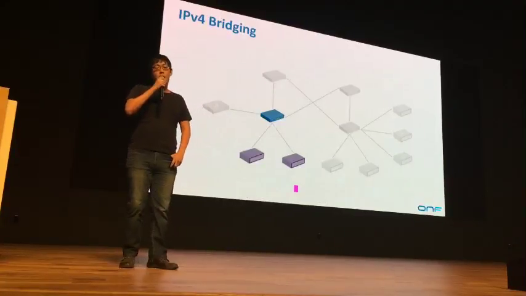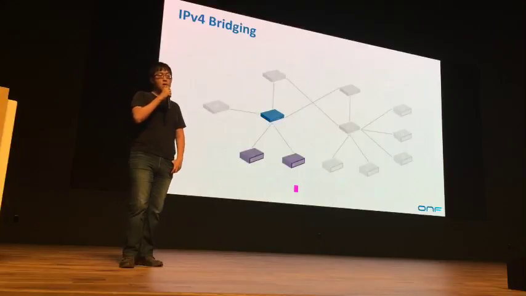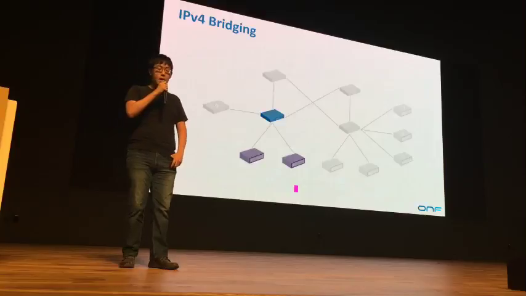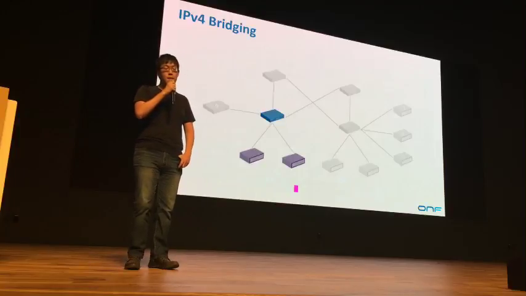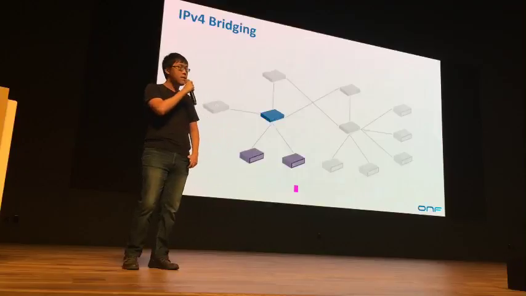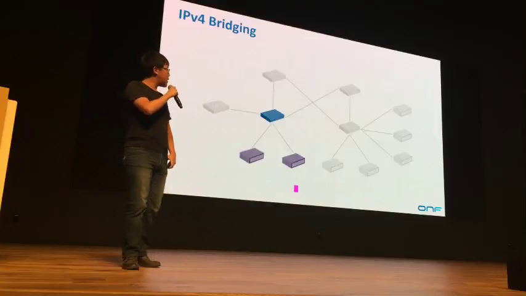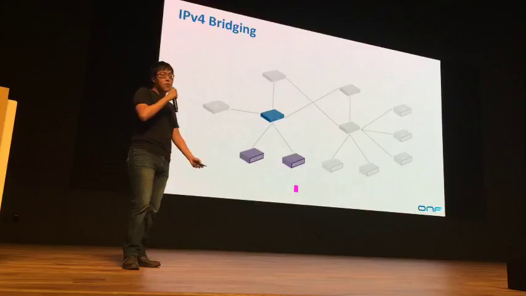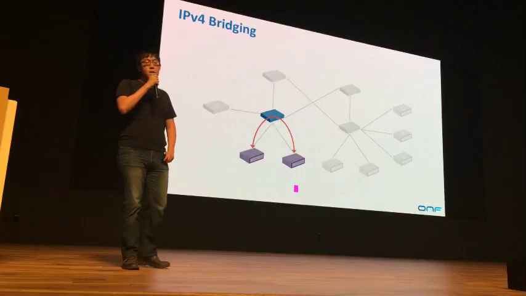The very basic feature is, sorry, it's actually not IPv4 bridging, it should be L2 bridging. Basically, we assume that in the same rack, like these two hosts on the left-hand side, they're in the same subnet. So if they want to talk to each other, we provide L2 bridging for these two hosts.